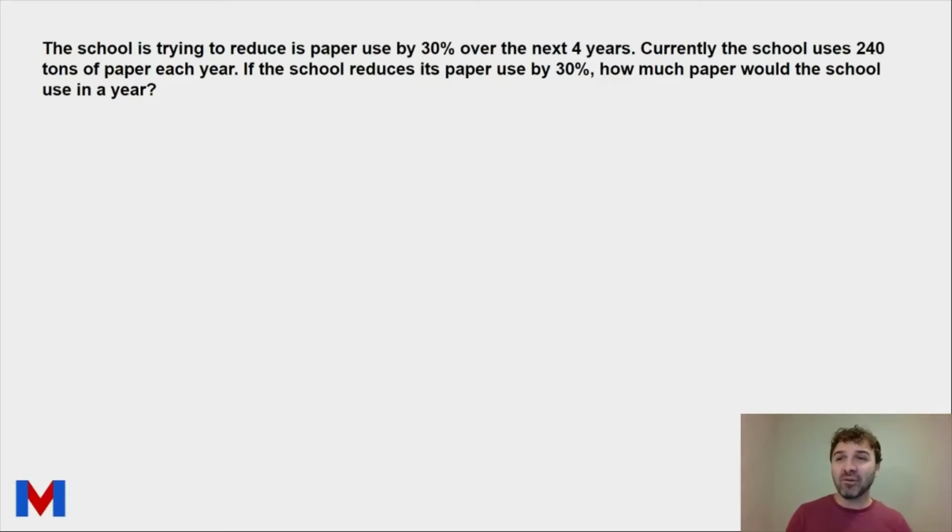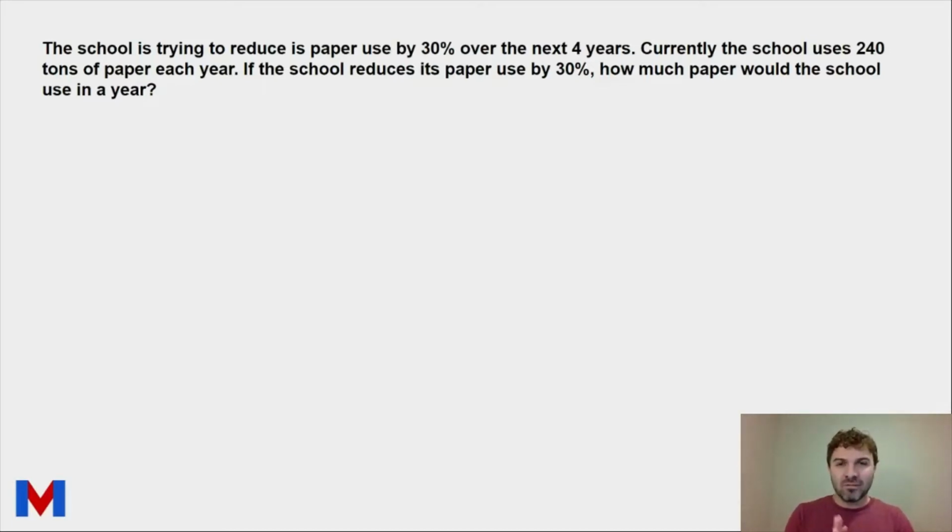Alright, today's scenario. The school is trying to reduce its paper use by 30% over the next 4 years. Currently, the school uses 240 tons of paper each year. So if the school reduces paper use by 30%, how much paper would the school use in a year?